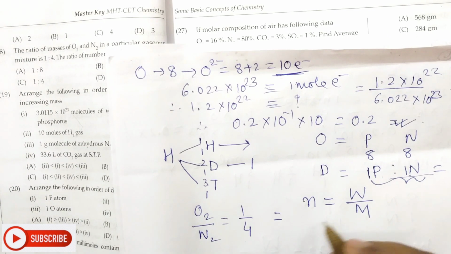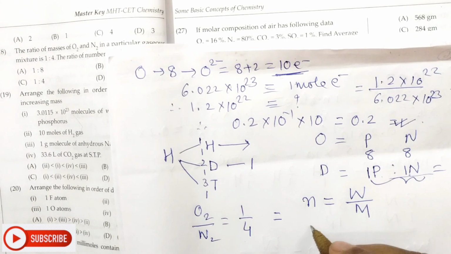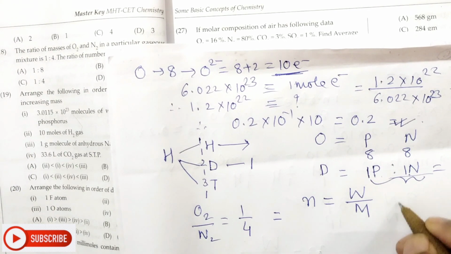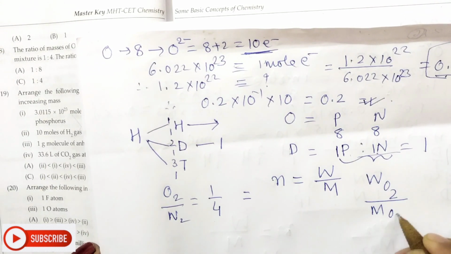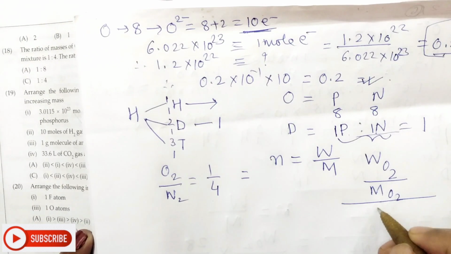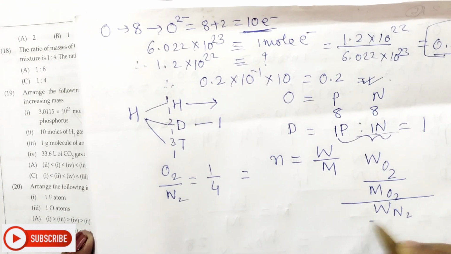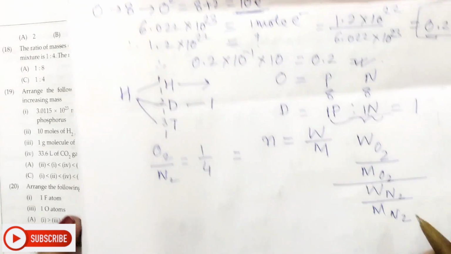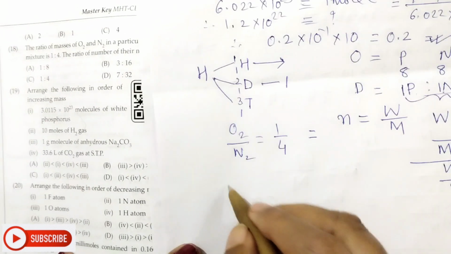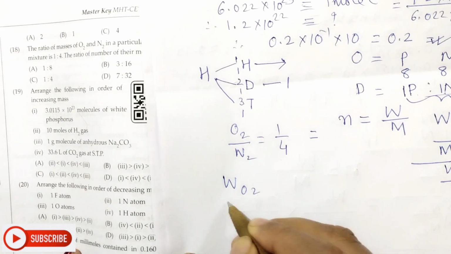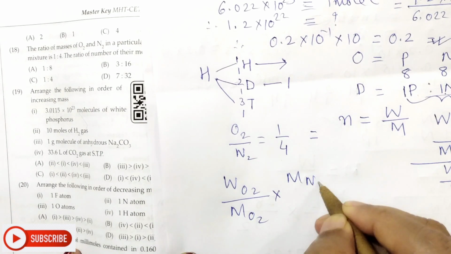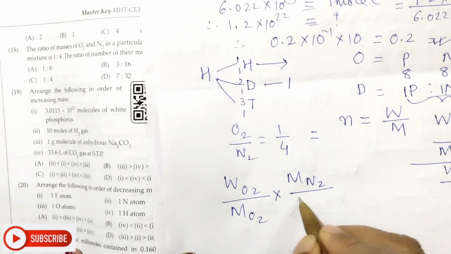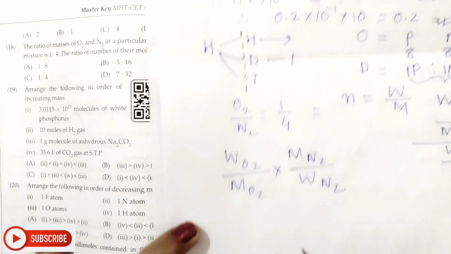Right? Now what will be that? Let us first take for oxygen. So the formula here will be mass of oxygen upon molar mass of oxygen. The ratio is given mass of nitrogen to molar mass of nitrogen. Simple formula. Let us simplify this. Given mass of oxygen upon molar mass of oxygen multiplied by molar mass of nitrogen upon given mass of nitrogen. Right students?